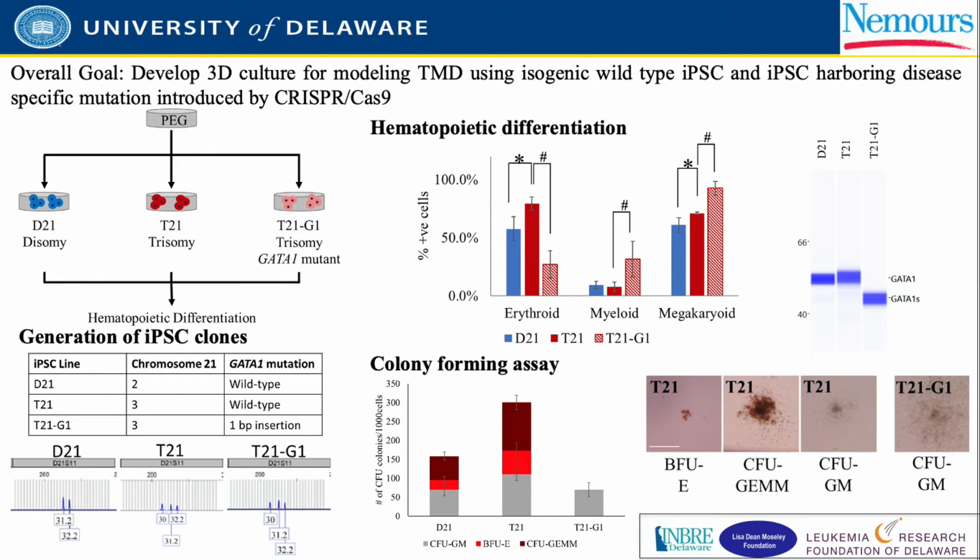Next, the PEG hydrogels were utilized to model TMD using isogenic disomic and trisomic 21 iPSCs. CRISPR-Cas9 technology was used to generate a mutation in GATA1 in the trisomic background. Ploidy analysis was done to authenticate the iPSC lines.